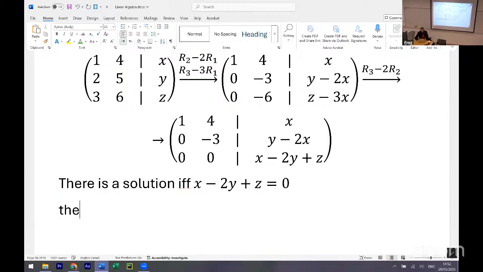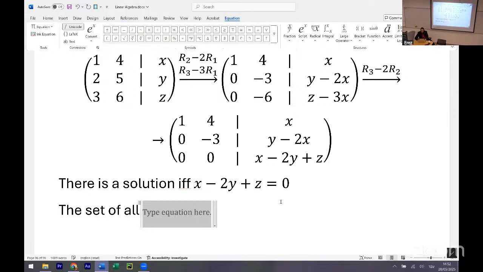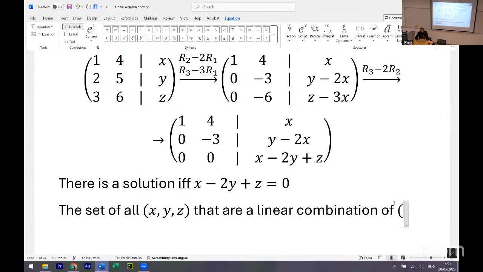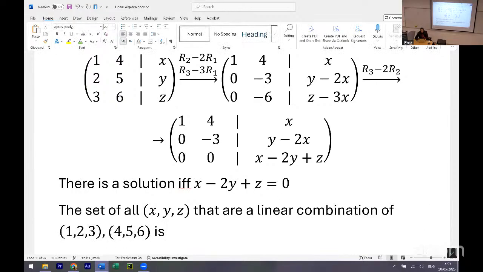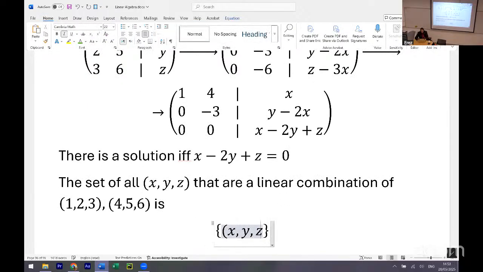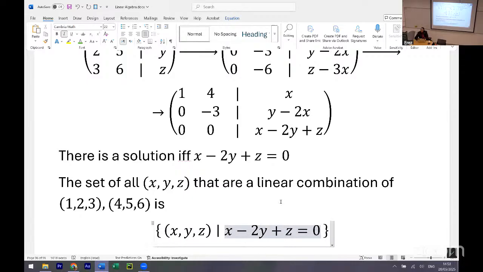So the set of all X, Y, Z that are a linear combination of 1, 2, 3, 4, 5, 6 is all of the x, y, z such that x minus 2y plus z equals 0. Agreed?